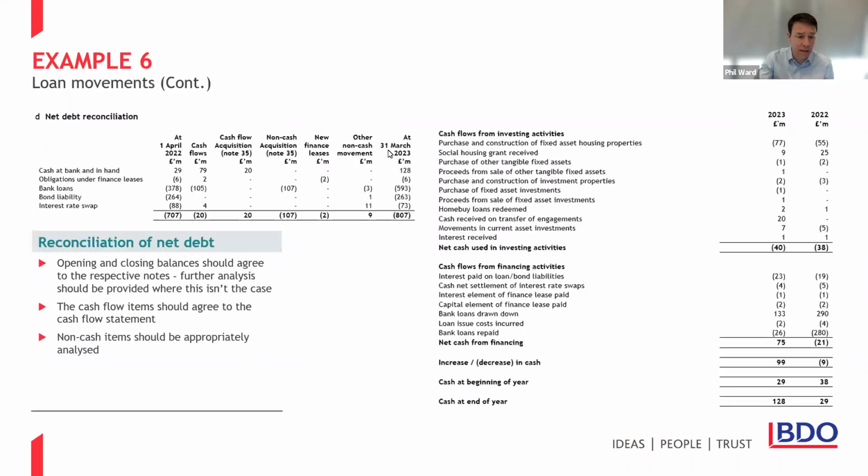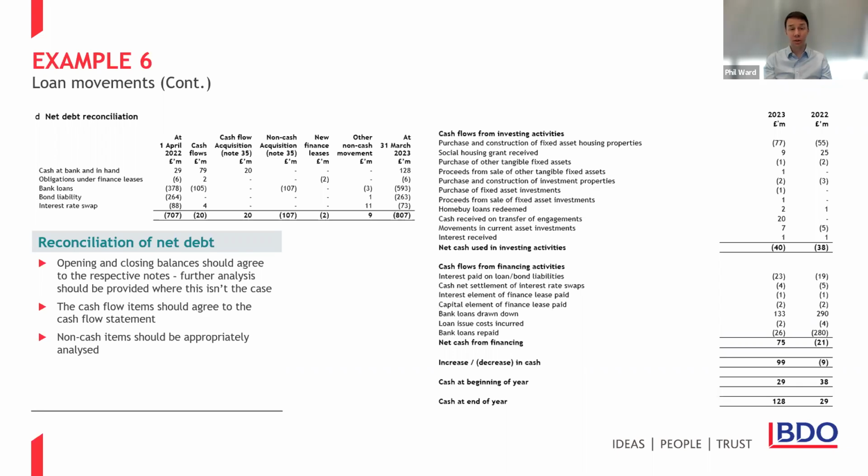I will come back to debt issue costs and gross versus net, as I promised earlier. Just whilst we're in the area of loan movements, it's worth touching on the net debt reconciliation. This is a requirement under UK GAAP. So it's a note to the accounts that shows how your net debt has moved. So your net debt comprising cash and cash equivalents, finance leases, bank loans, bond liabilities, and any derivatives. You're required to show how they've moved from the start of the year to the end of the year.